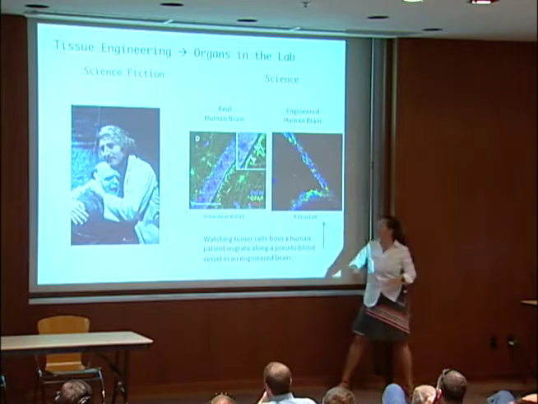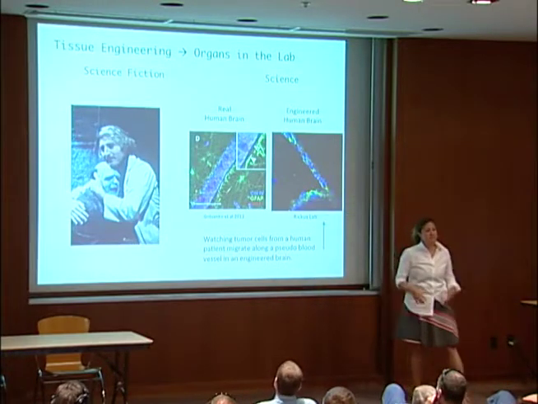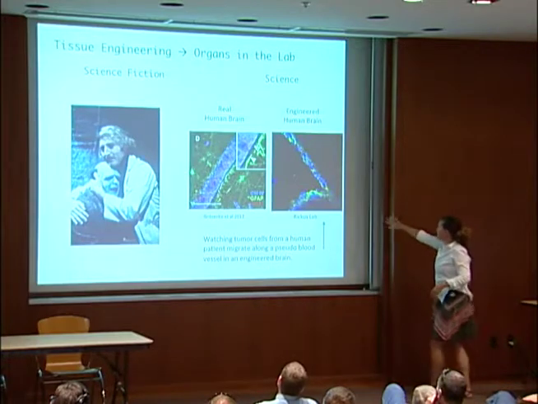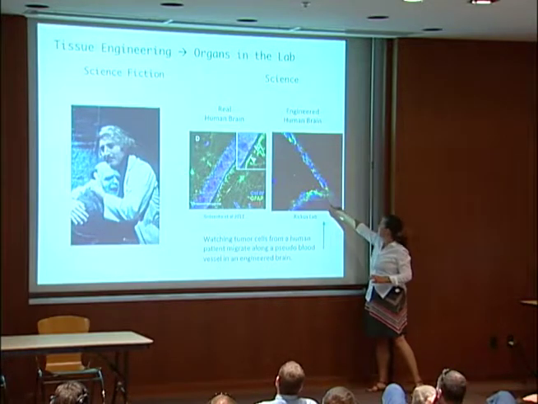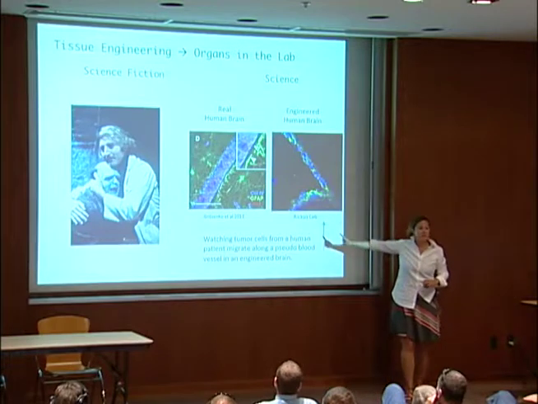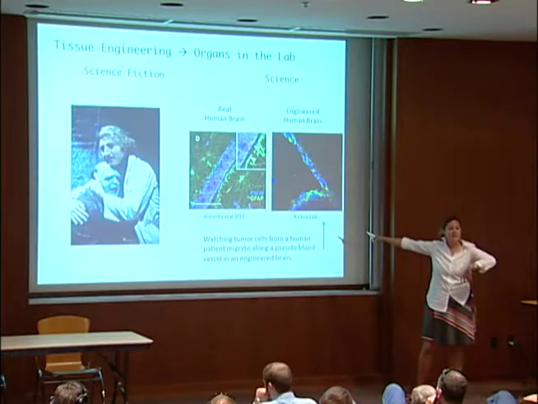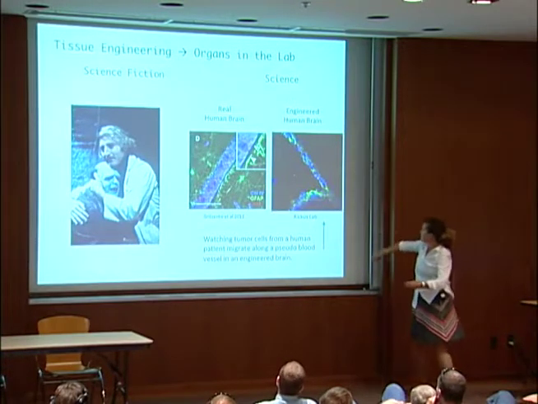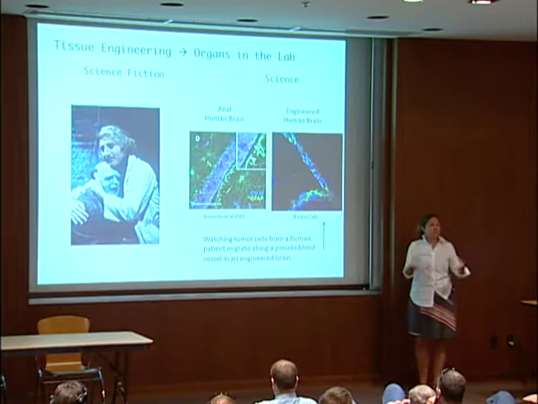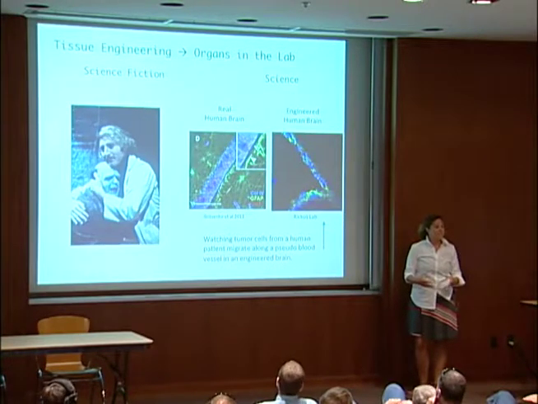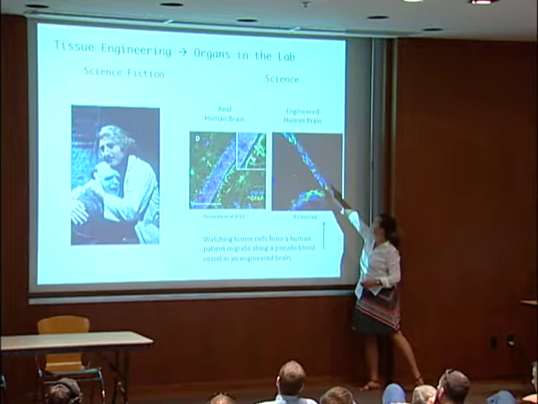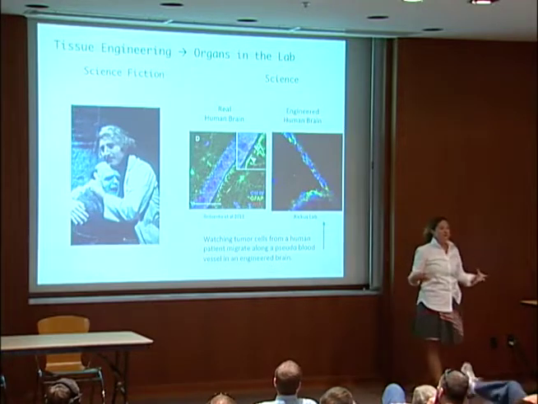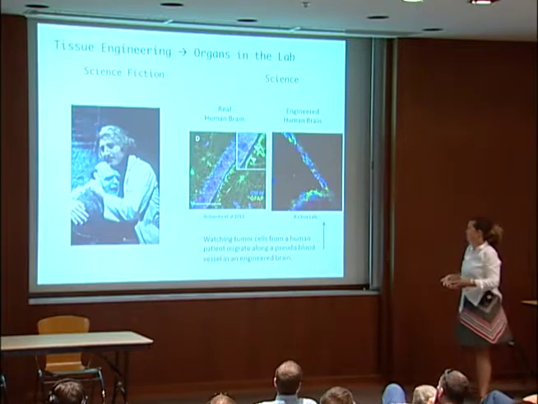So on the left, you've got, from a microscope, an image of a real human brain. On the right, what you're looking at are tumor cells that have come from a brain tumor from a patient and have been re-implanted in an engineered 3D brain in the lab. And you're watching these cells migrate along a pseudo blood vessel in that engineered brain. Okay?